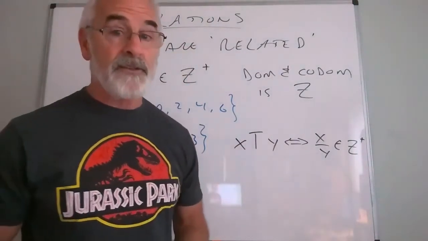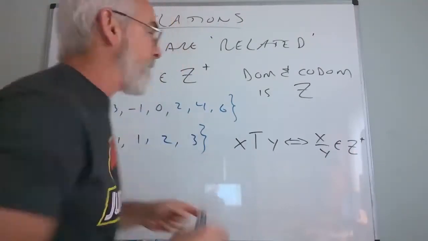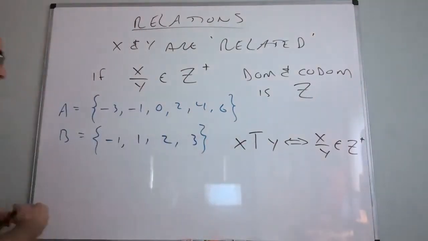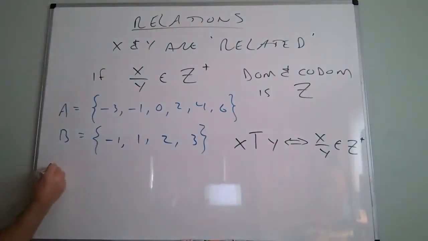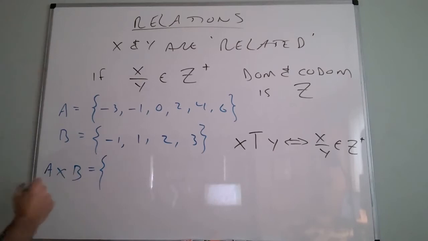So the first thing I need to do is actually create the potential ordered pairs that I might get. I'm not going to try to go through this and figure out which ones work. No, the first thing we're going to do is we're actually going to generate the Cartesian product. Now we've all done this many times. So the first thing is, what's the Cartesian product?